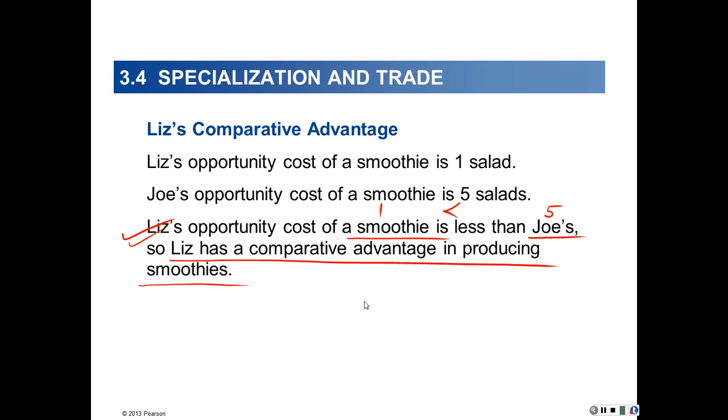Correct? Given this, can we now figure out the party who has a comparative advantage in making salads? We know now that Liz has a comparative advantage making smoothies because she gives up less salads to make an extra smoothie. Her opportunity cost of making a smoothie in terms of salads given up is lower than Joe's. But who has a comparative advantage in the other good? Who has a comparative advantage in making salads in terms of smoothies given up?